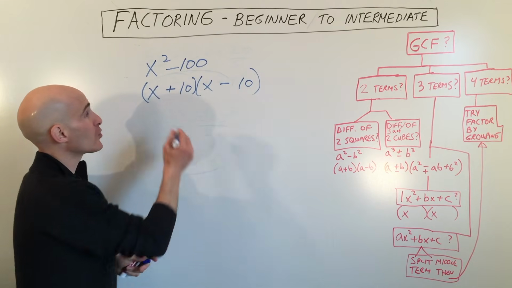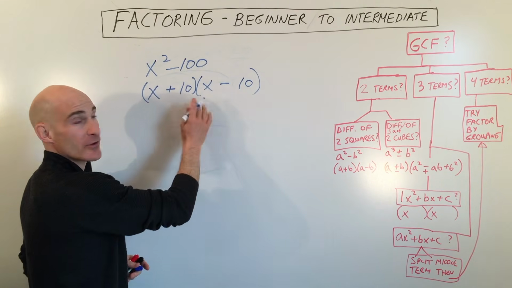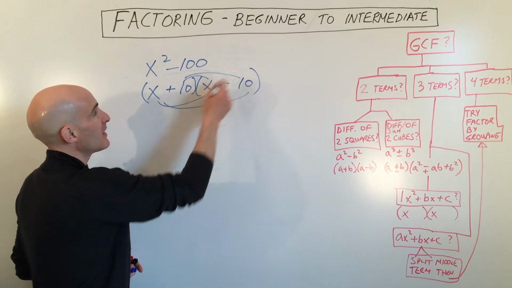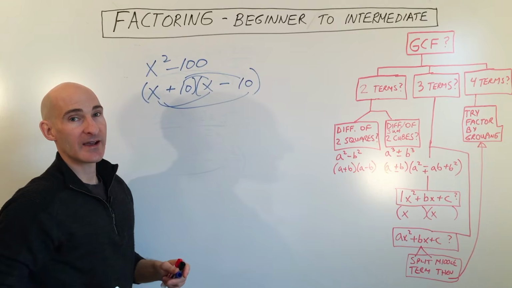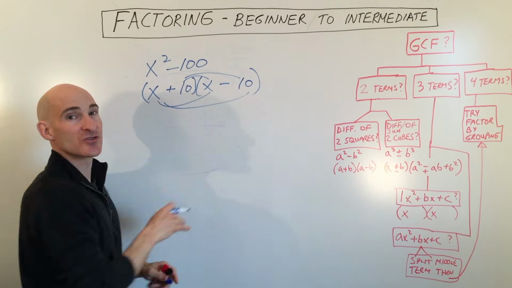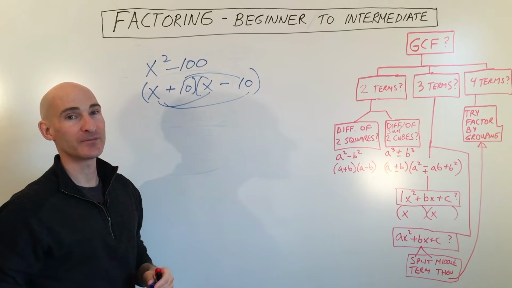Now, if you want to check your work, all you have to do is FOIL these together. So you could distribute the x and then distribute the 10, and you're going to get back the original x squared minus 100. The reason is 10x and negative 10x cancel out. That's why we don't have a middle term.